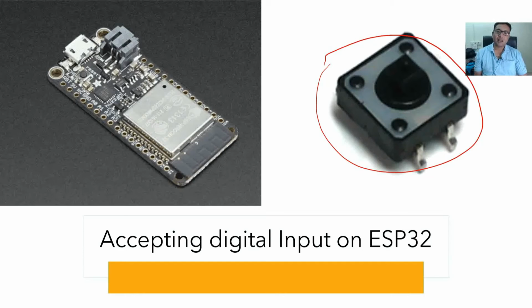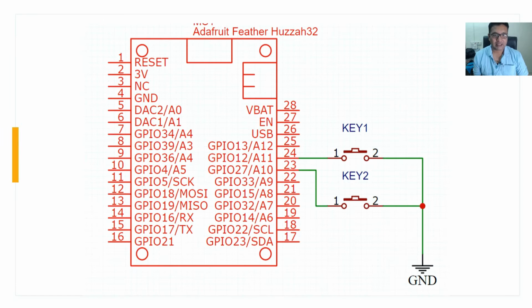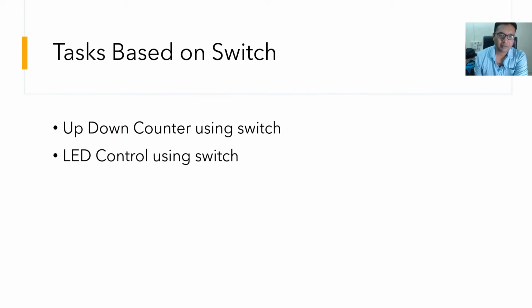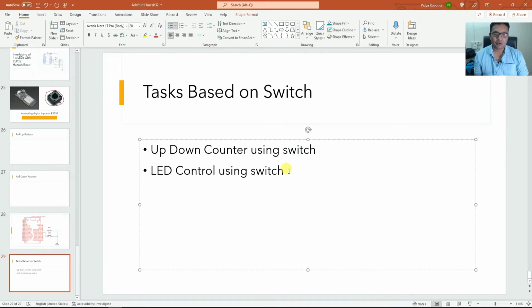Hi. Now that we have seen the sample program with Switch, I have a few tasks for you to execute. I'm going to show you one of them, and I would like you to execute the others using your own practice. Actually, there are a number of different tasks which I'll just add. So what I want you to do is create an up-down counter using Switch, then a simple LED control using Switch, then two LEDs and two switches.